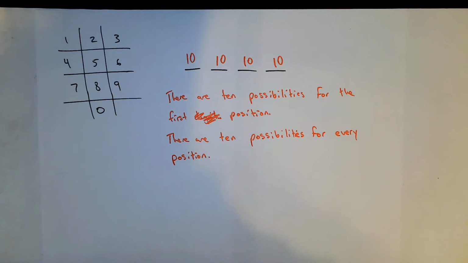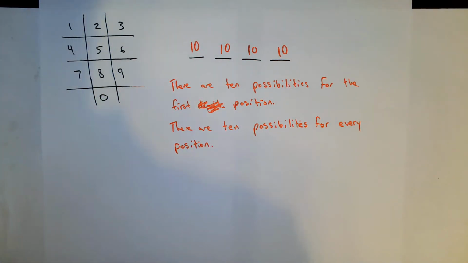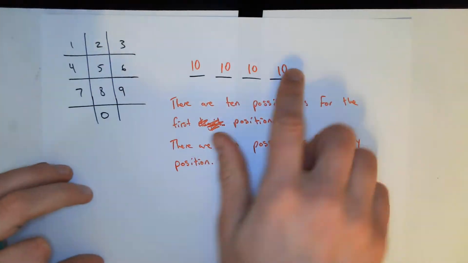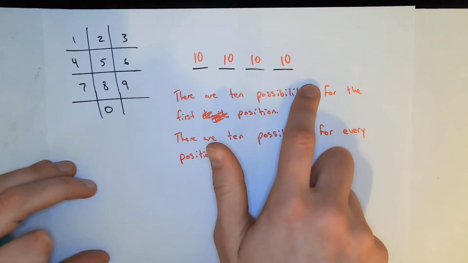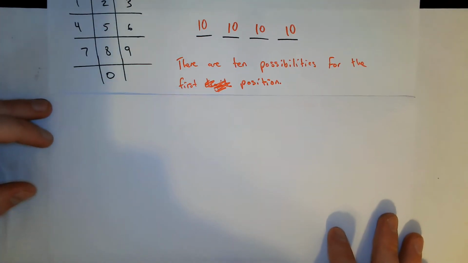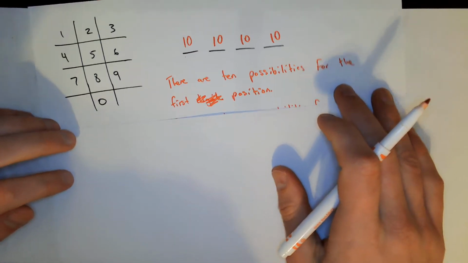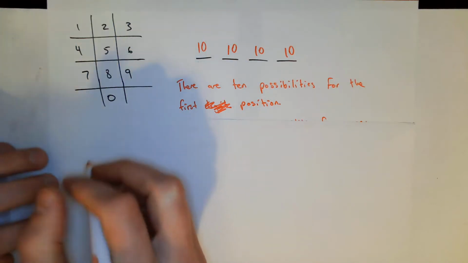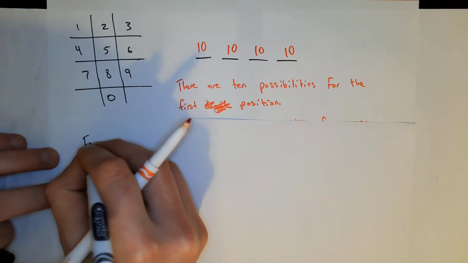All right, so where are we? Let's make a diagram to represent this situation, and maybe it'll tell us what we should do with these 10s. First position, how about I write out all those 10s, every possibility represented by this 10. So I'll say, first position.